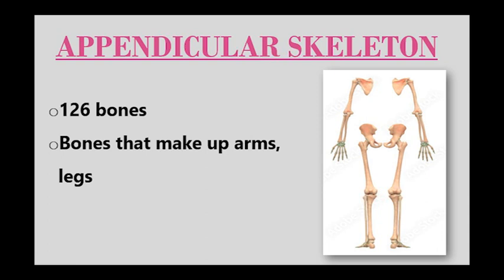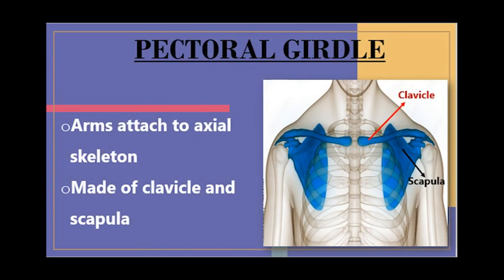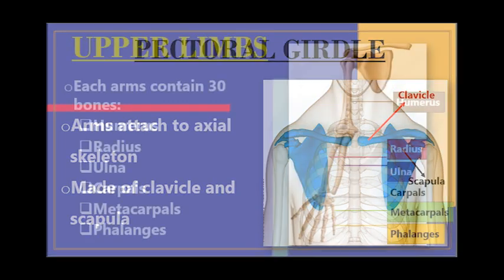It consists of the bones that make up the arms, legs, as well as the bones that attach them to the axial skeleton. The first part of the appendicular skeleton is the pectoral girdle. The pectoral girdle is where the arms attach to the axial skeleton. It is made up of 2 clavicles or the collarbone and 2 scapula or shoulder blades that can be found on both sides of the body.